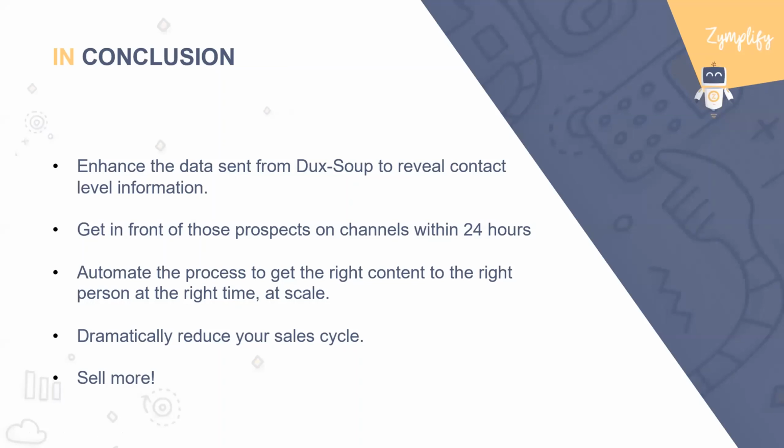And it allows you to automate the process to get the right content to the right person at the right time at scale, which is key, because if you can see the amount of data sources that we had and the amount of contacts that we have coming in on a daily basis. And the whole idea is to dramatically reduce your sales cycle and then, sort of all being well, sell more.